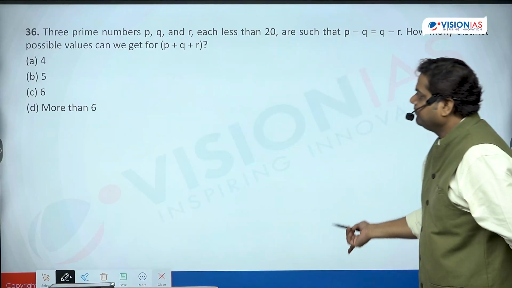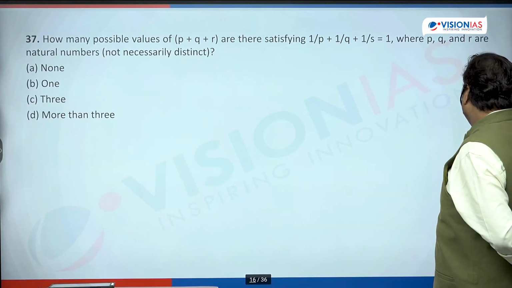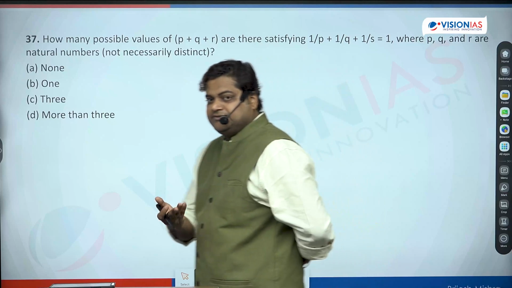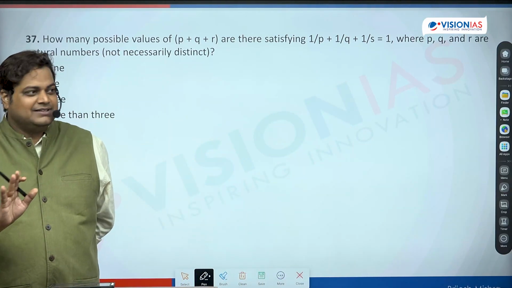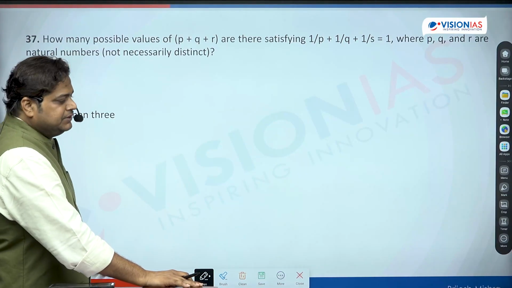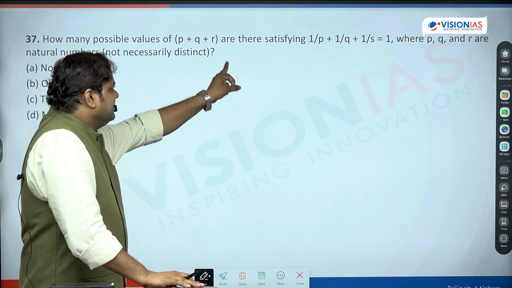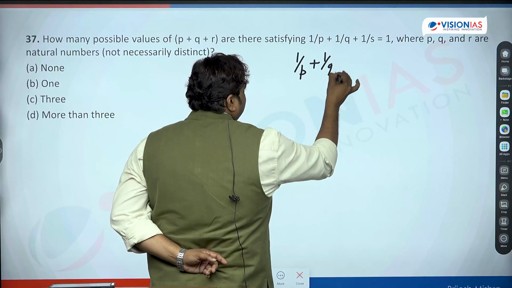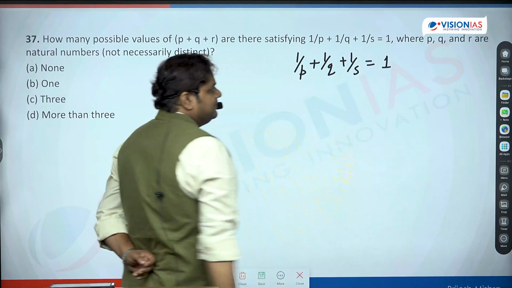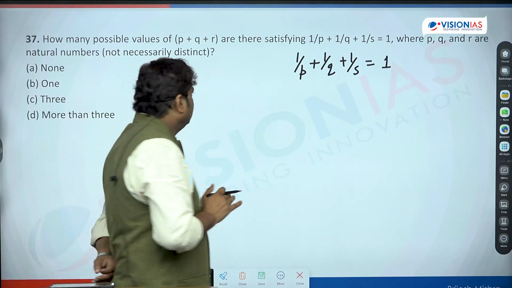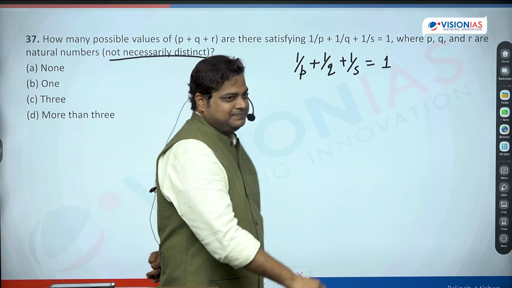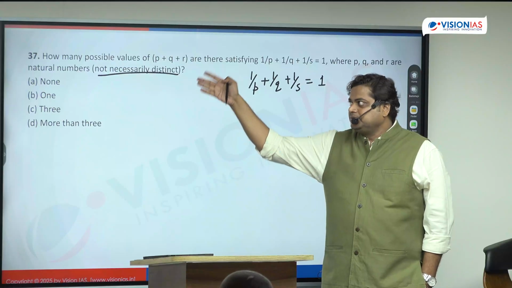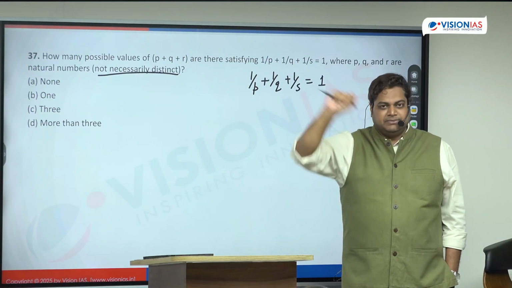Next. How many possible values of p plus q plus r? So 4, 5 questions we have already seen. Number of possibilities, how many pairs. How many possible values of p plus q plus r are there satisfying 1 by p plus 1 by q plus 1 by r is equal to 1, where p, q, r are natural numbers. And here it is written not necessarily distinct. Because in the question itself it is written not necessarily distinct, so by this rule, the previous question we can go for only distinct numbers.